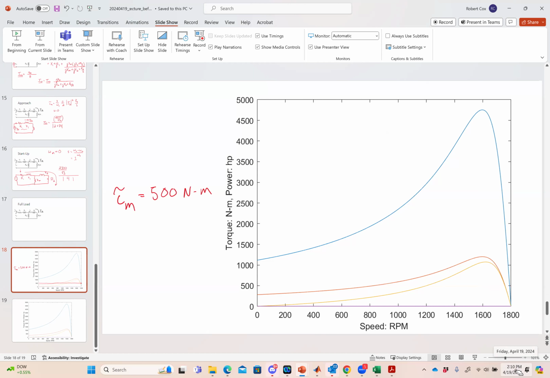Now let's say instead that I decided to operate this at 2,000 Newton meters. What would happen if I operated this thing against a 2,000 Newton meter load? Yeah, there are 2 points where it intersects, right? Here and there. Let's think about what's going to happen in trying to start this motor.